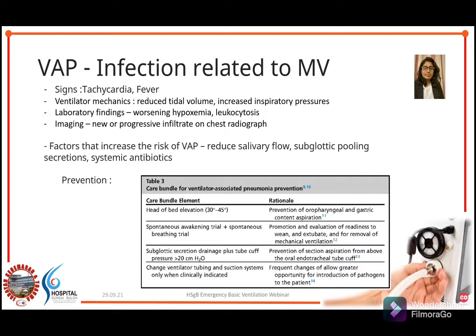Changing of ventilator tubing and suction system only when clinically indicated. Why? Because frequent manipulation of the tubing will cause contamination of the secretion to enter our bronchial tree via the ETT lumen. So you only need to change the tubing when you see visible soiling or when it's faulty. This has been proven in various studies, where it reduces VAP as well as cost.